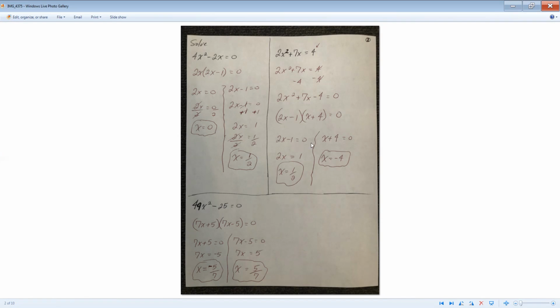2x minus 1 is equal to 0. X plus 4 is equal to 0. Then solve your equations. That will be x equal to 1 over 2 and x equal to -4 as your solutions.